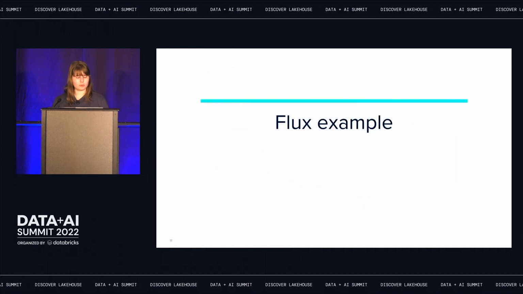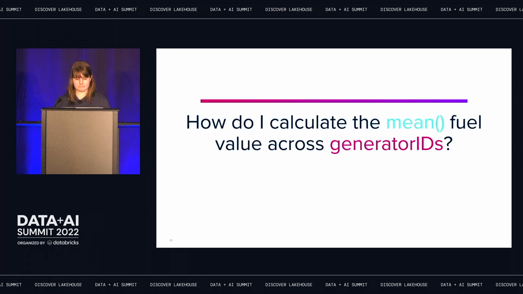So now I'm going to go quickly through a brief Flux example. Basically, what we're going to do here is calculate the mean fuel value across generator IDs. The idea with this question is that imagine you have a few generators that have fuel. These are emergency generators. You just want a mean idea of how much fuel is in all of these. Obviously, in reality, you'd probably also be checking them individually, making sure nobody is suspiciously lower than the others, but for this, we're just going to be doing the mean.